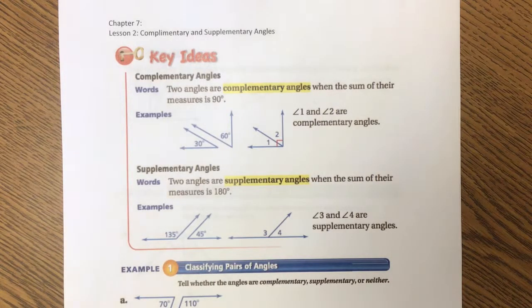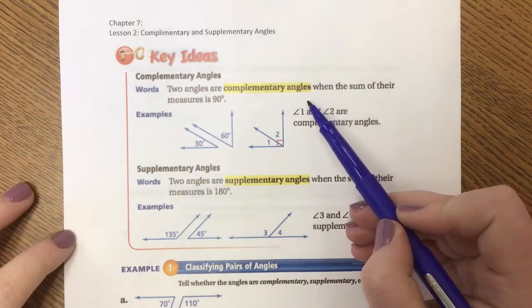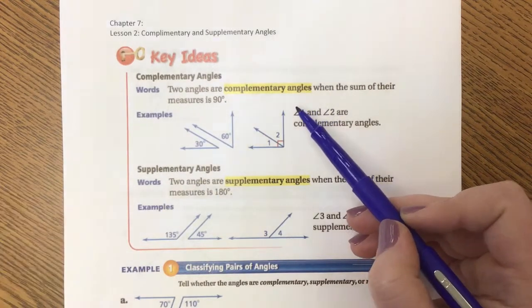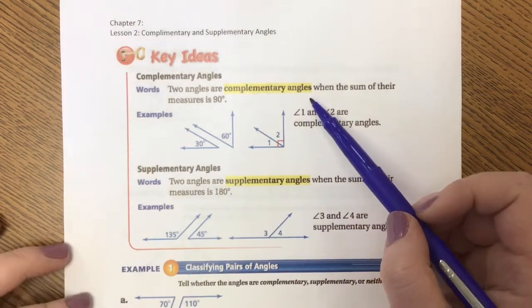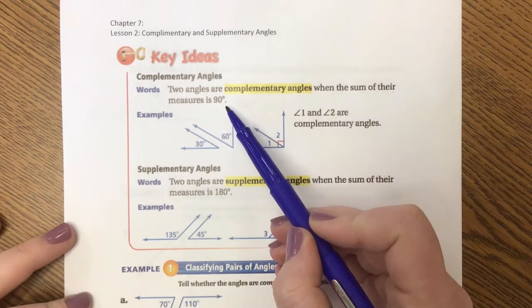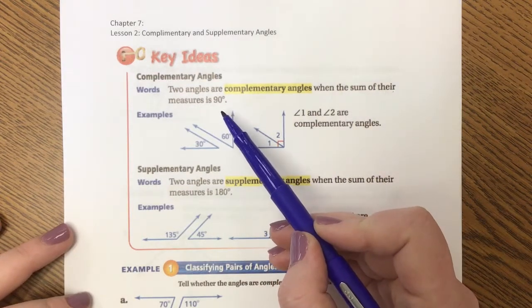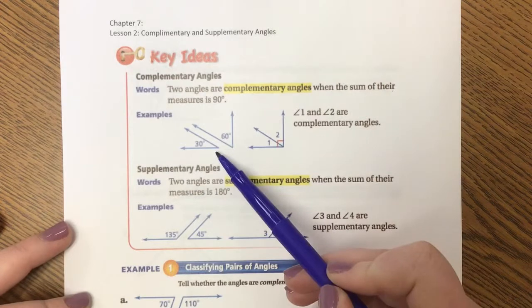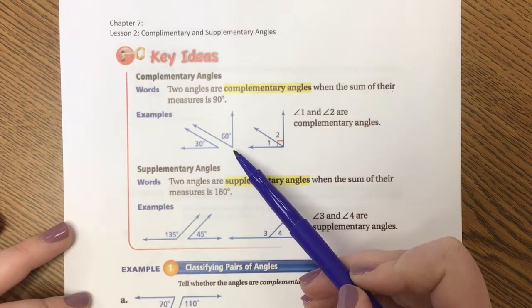Okay, so today we're going to be moving on with our angles, and we're going to talk about complementary and supplementary angles. So for two angles to be complementary, when you add them up, they are going to be equal to 90 degrees. So right here we have a 30-degree angle and a 60-degree angle.